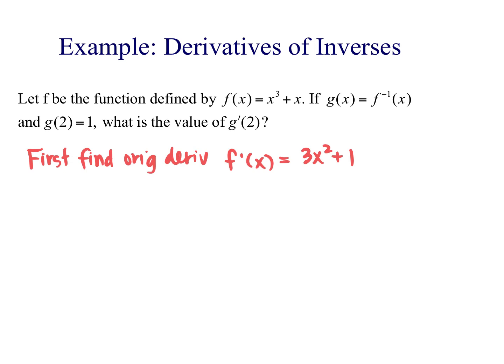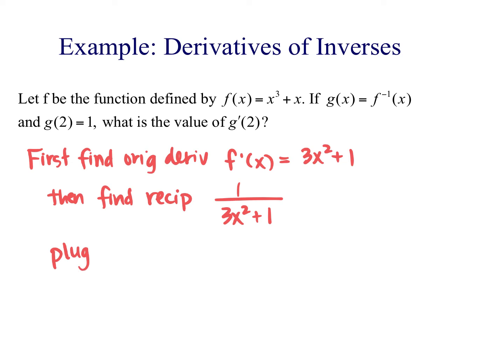Then find the reciprocal of that, which is 1 over 3x squared plus 1. And then plug in the opposite value. All right, so you've got to watch this. It's asking for g prime at 2. The thing is you never actually find the inverse function. You never have to find it. And you never actually plug in 2. What do you plug in instead?